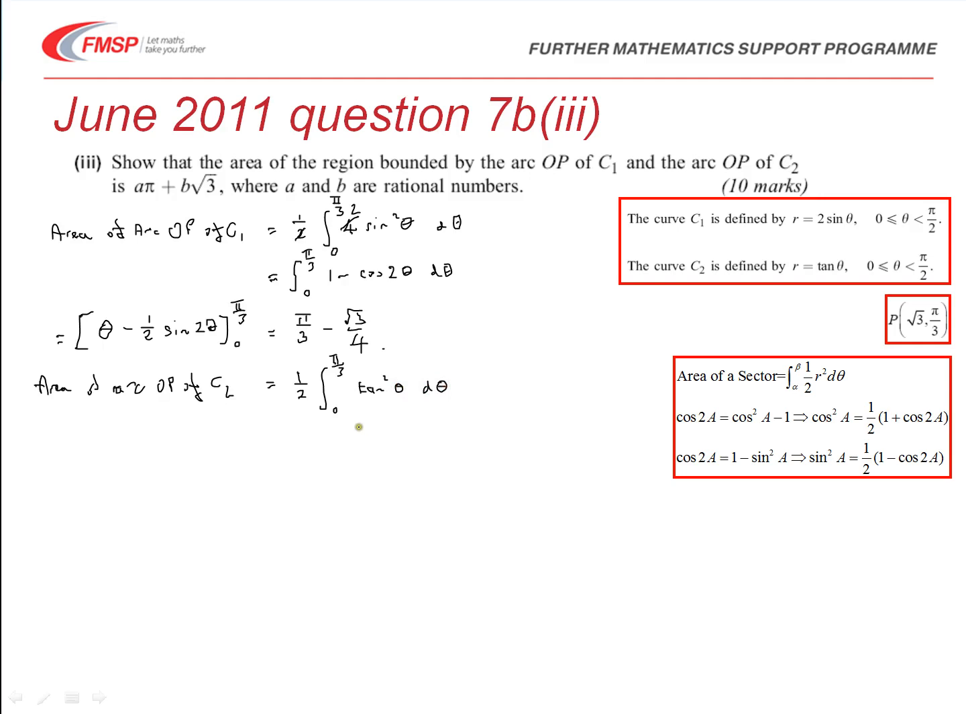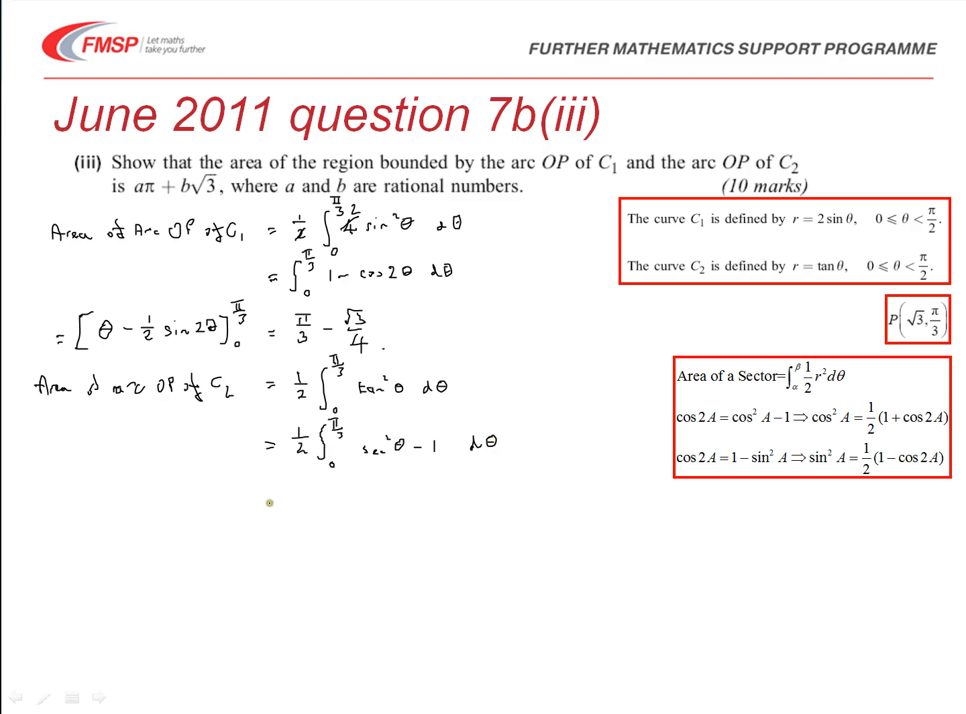Now to integrate tan squared, the key thing to remember is we know that the differential of tan is sec squared, or the integral of sec squared is tan. So if I can rewrite tan squared in terms of sec squared, I can do this integral. And of course I can rewrite it because I know that 1 plus tan squared is sec squared, so therefore tan squared theta is equal to sec squared theta minus 1, using that identity.